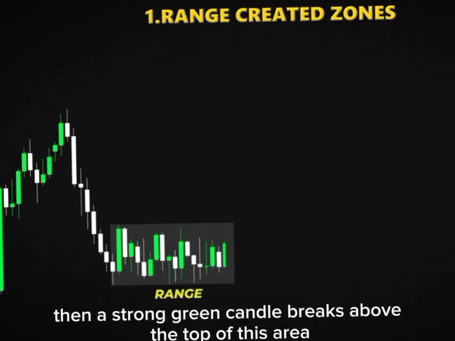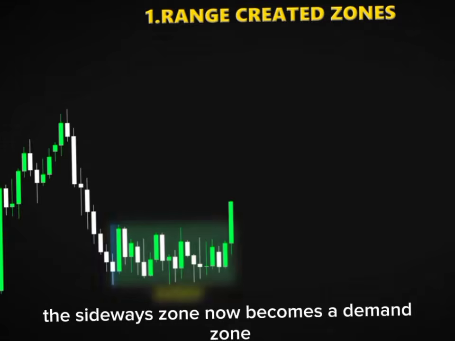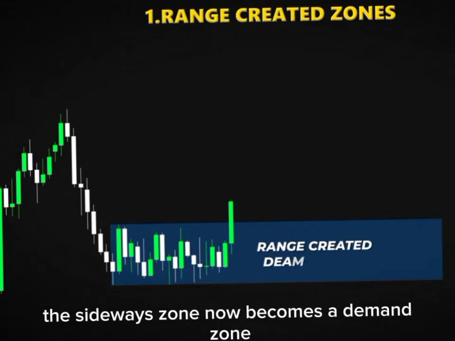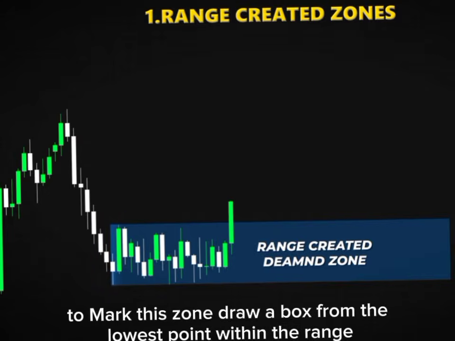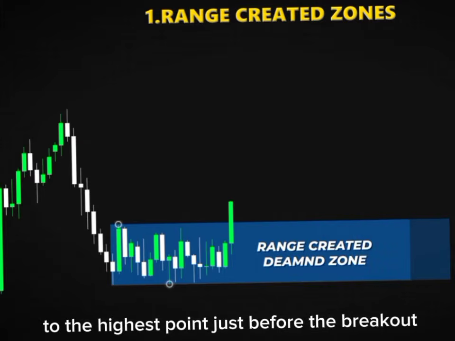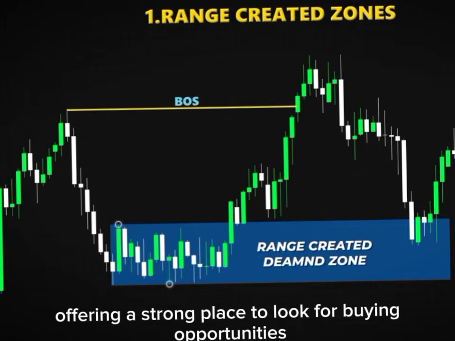Then, a strong green candle breaks above the top of this area. This shows that buyers have gained strength and are ready to push price higher. The sideways zone now becomes a demand zone, a key area where buyers likely entered the market before the breakout. To mark this zone, draw a box from the lowest point within the range to the highest point just before the breakout. This area often acts as support when price returns, offering a strong place to look for buying opportunities.